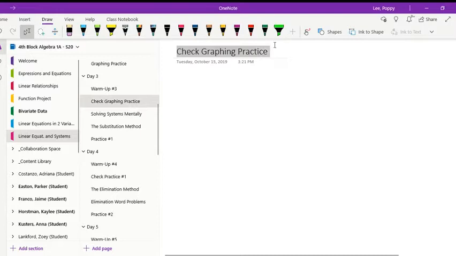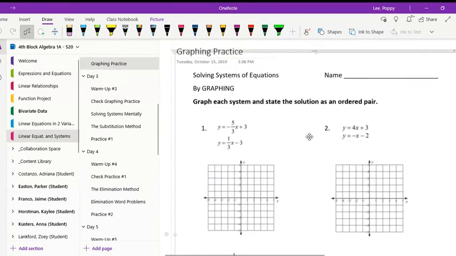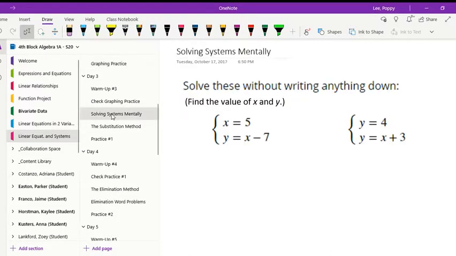Normally, what we would be doing in class right now, just so you're missing it even more than I am, we would be checking your graphing practice. So hopefully that's done from yesterday. If you're not sure what that looks like, it looks like this. Not asking you to do a lot there. There's just 4 problems. So please get those done and email them to me so I can check them.